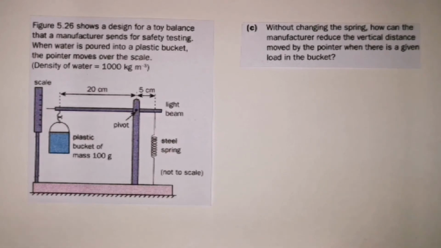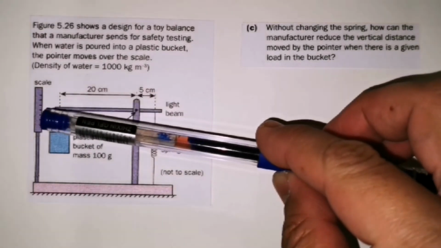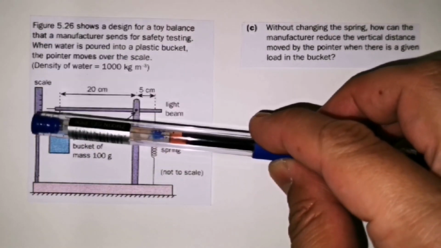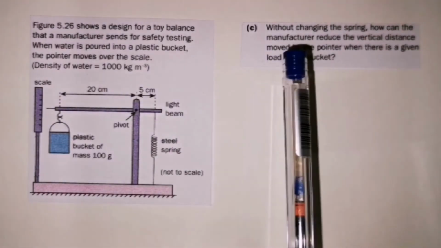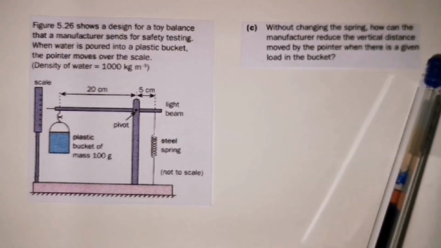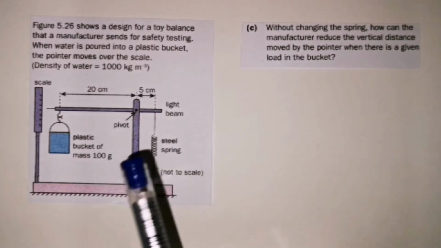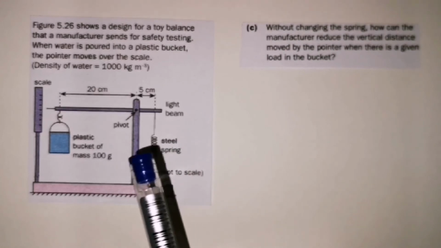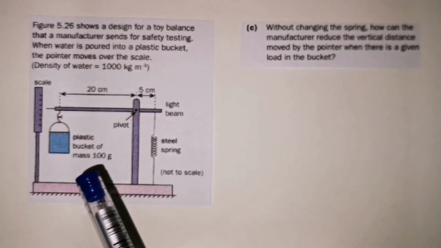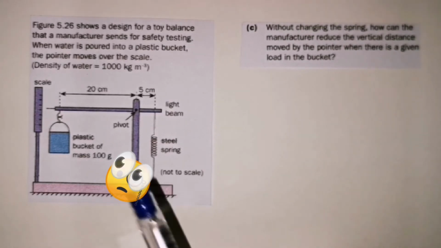Okay, for the last part C: without changing the spring, so the spring is the same, how can the manufacturer reduce the vertical distance moved by the pointer when there is a given load in the bucket? So the manufacturer doesn't want the beam to move too much, up too much or down too much. That's what it means. The manufacturer wants to reduce the vertical distance moved. So I think there's a hint in the diagram why they gave a plastic bucket of mass 100 gram. You need to think about it.